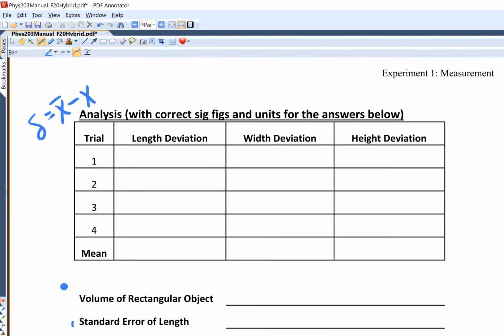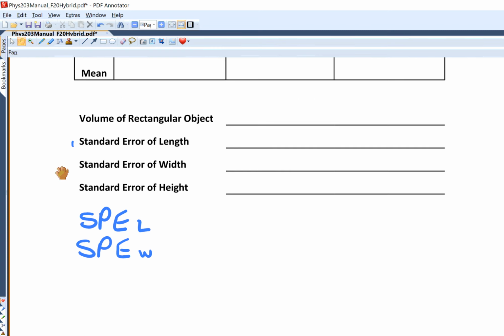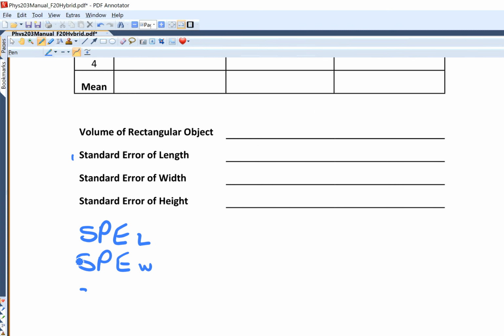And then I also want you to calculate the standard error of the length, width, and height for that rectangular object. And then also I want you to calculate the standard percent error of length, standard percent error of width, and standard percent error of height. So you'll add these here.